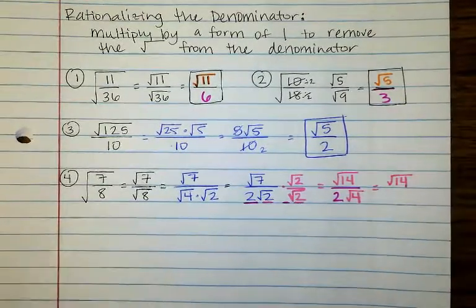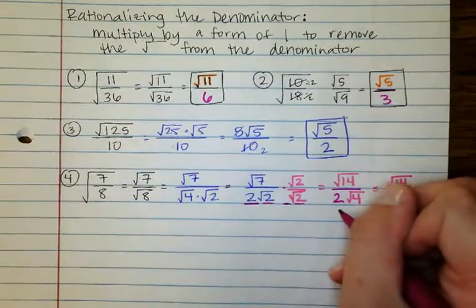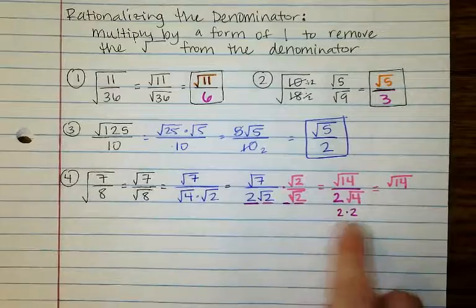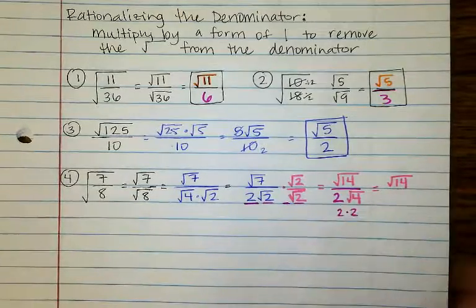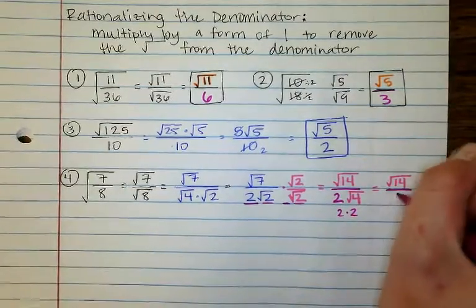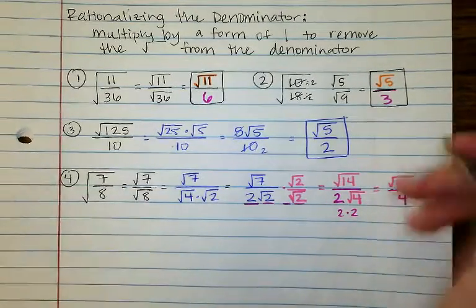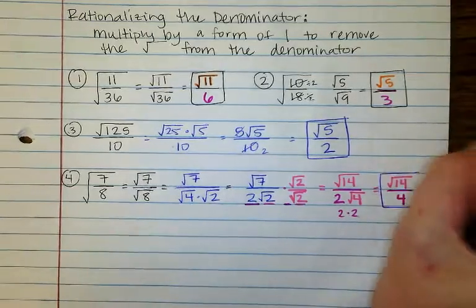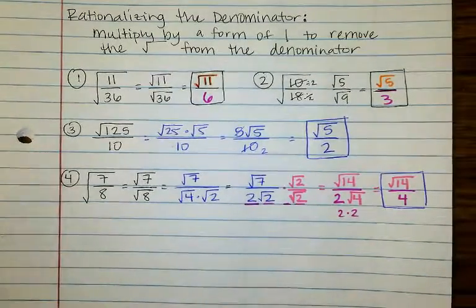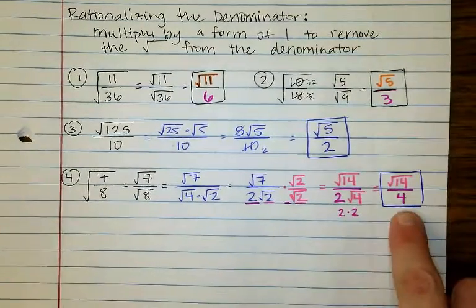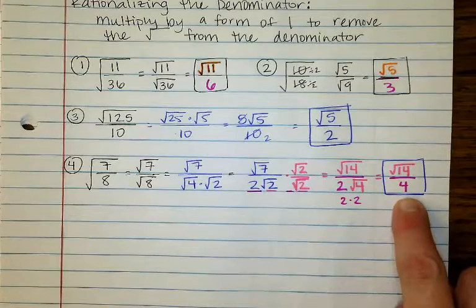So your final answer is 14, square root of 14 over 4. Do y'all feel comfortable with that? Maybe? You guys okay right there? Any questions? No? Alright, we're going to do 2 more examples here.